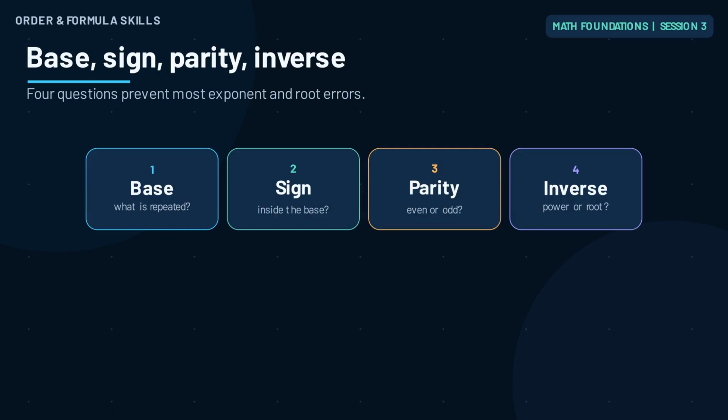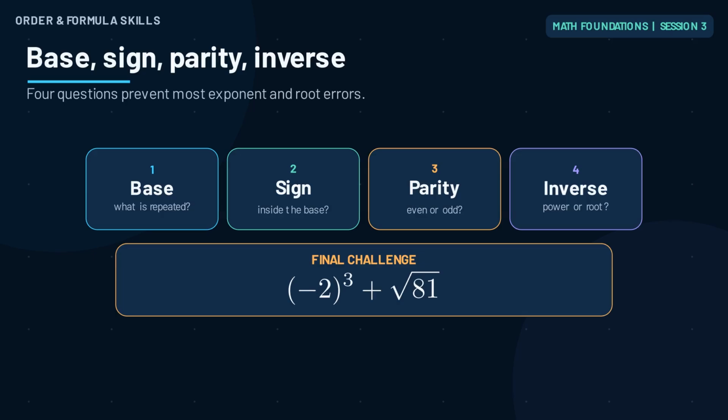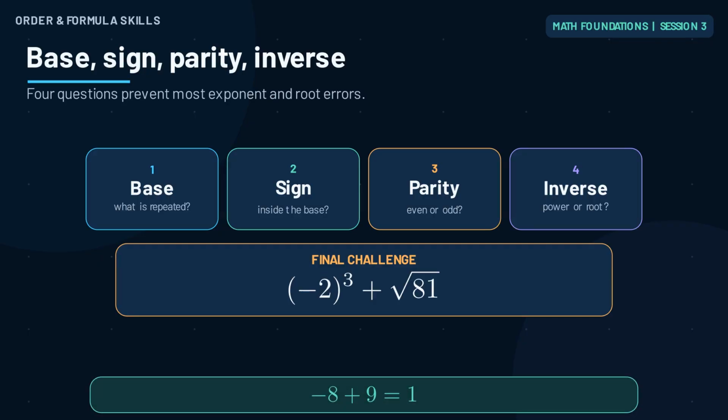Final challenge. Evaluate the quantity (-2) cubed plus the square root of 81. The odd power gives -8. The square root is 9. -8 plus 9 equals 1. The answer is 1. Parentheses control the base, parity predicts the sign, and nearby perfect squares protect your estimate.